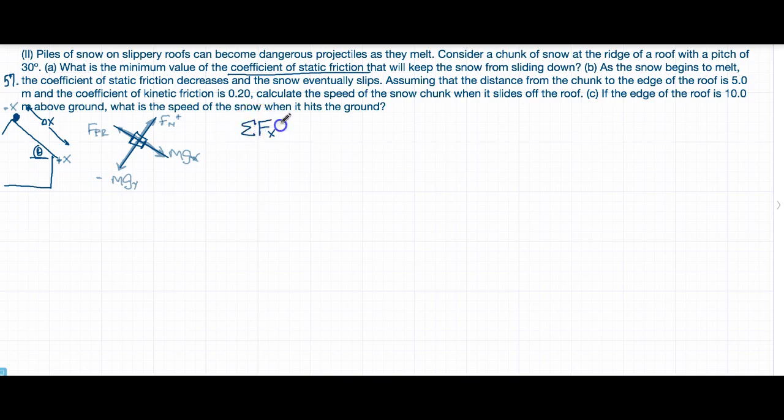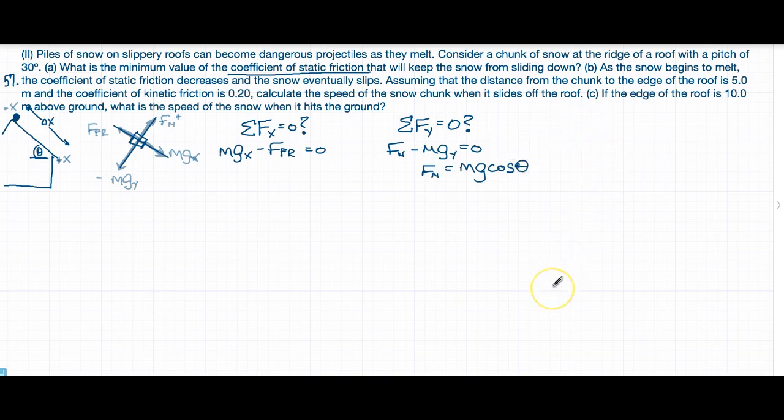Is the sum of the forces in the x direction equal to 0? The answer is yes, because the chunk of ice is not moving, and therefore I can say that mg x, which is positive, minus the frictional force, is equal to 0. And then in the y direction, I can ask myself the same question, and I can say that the normal force, which is positive, minus the y component of the weight vector, must be equal to 0. I can see that the normal force is going to be equal to the y component of the weight vector, except I need to remember to use cosine in this case because the angle theta references the y-axis.